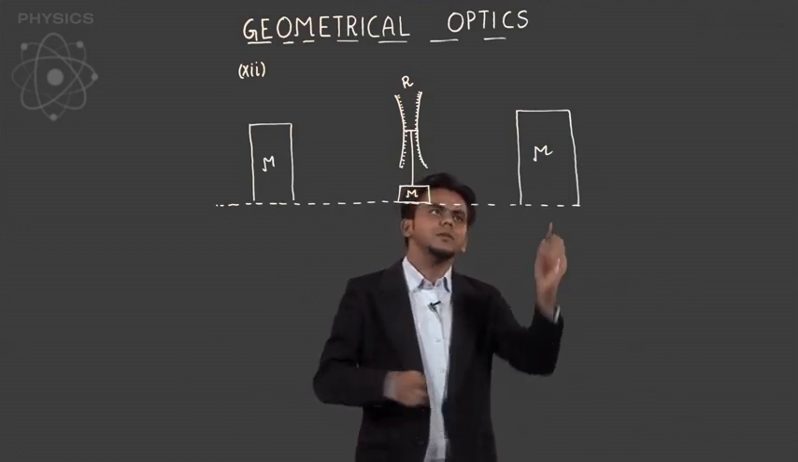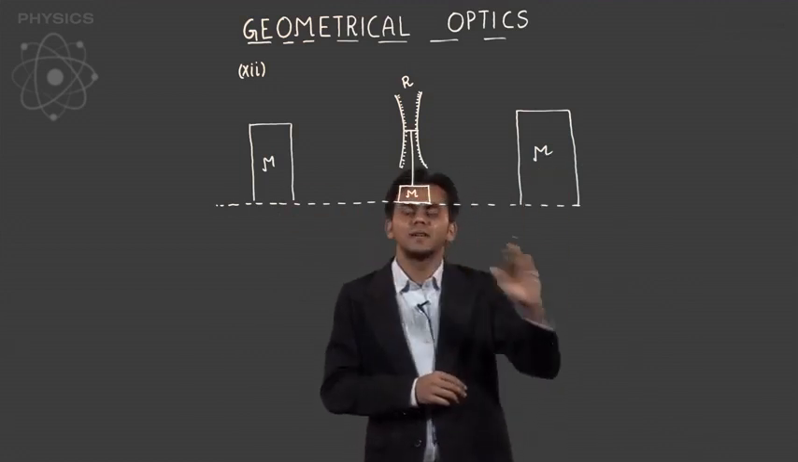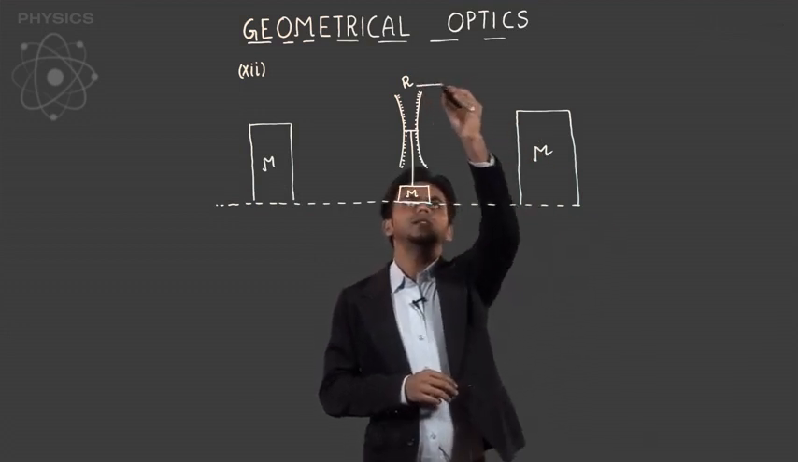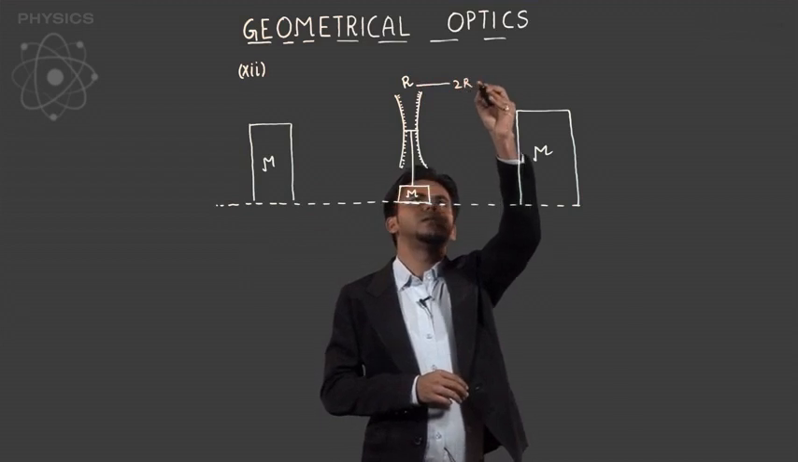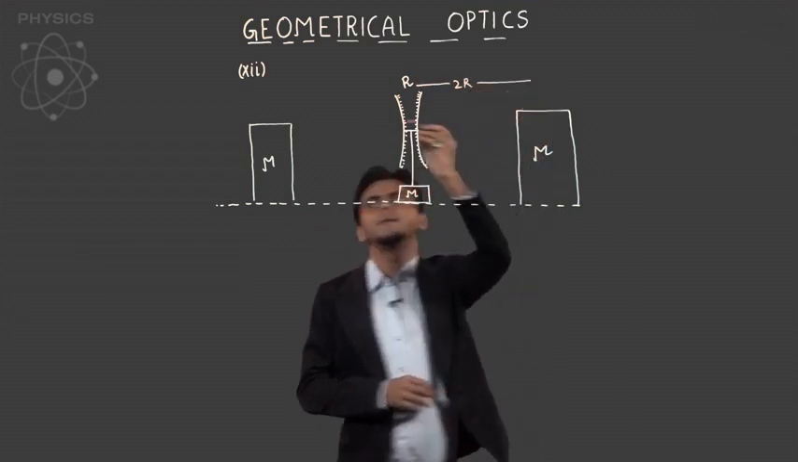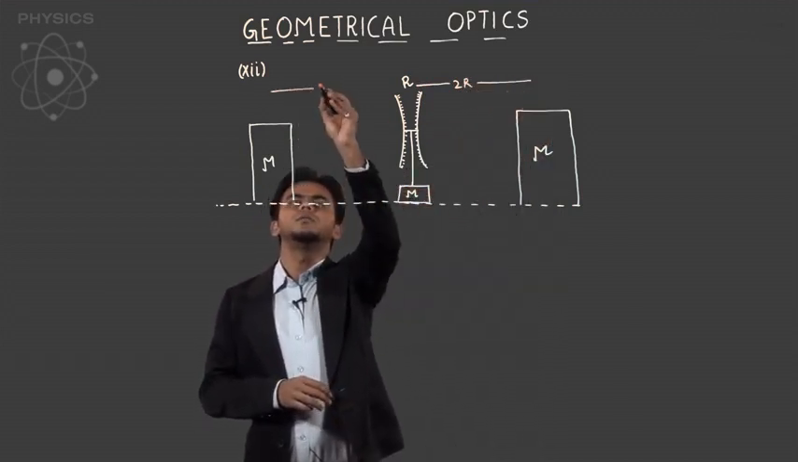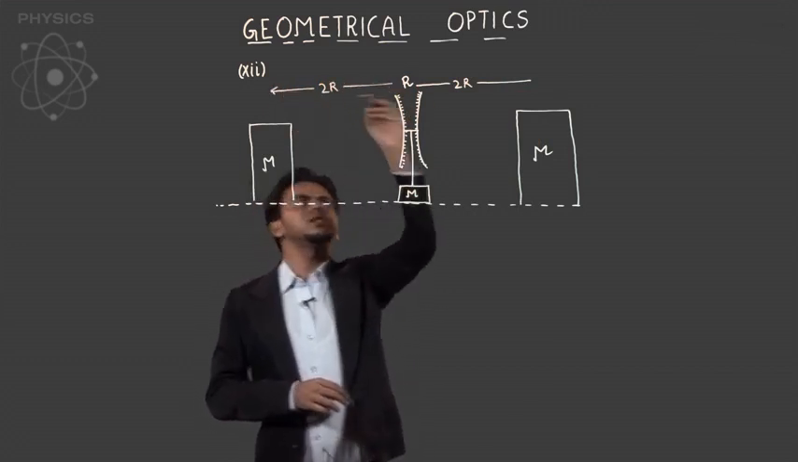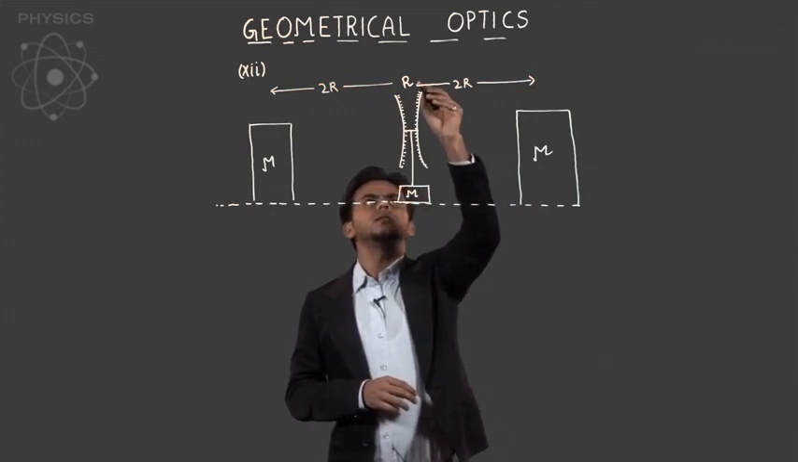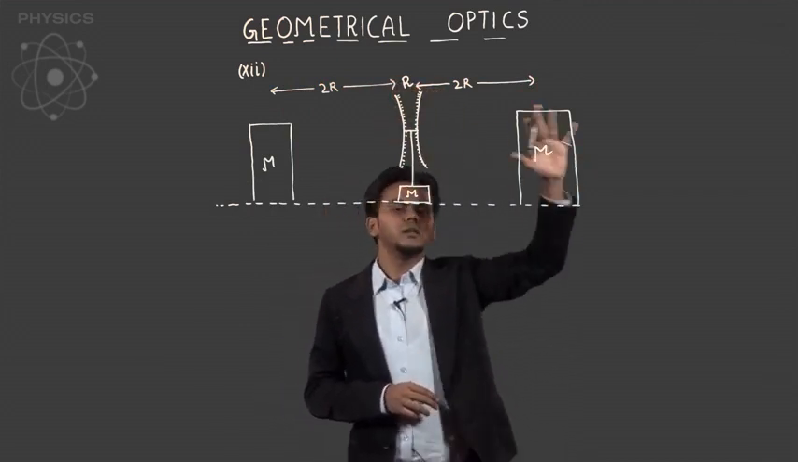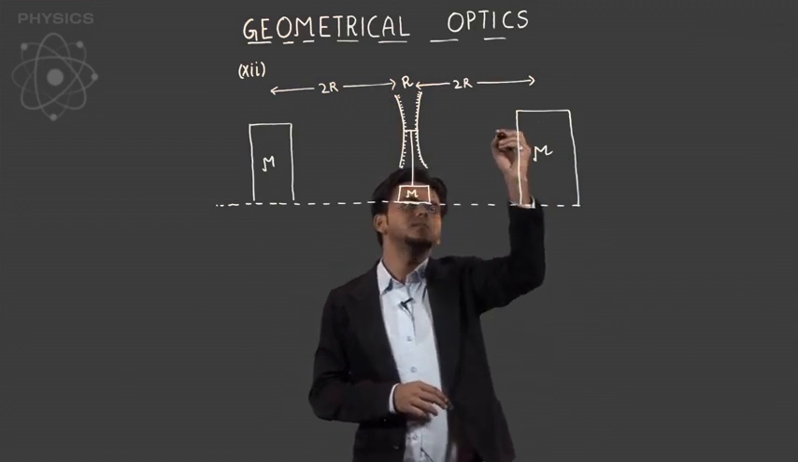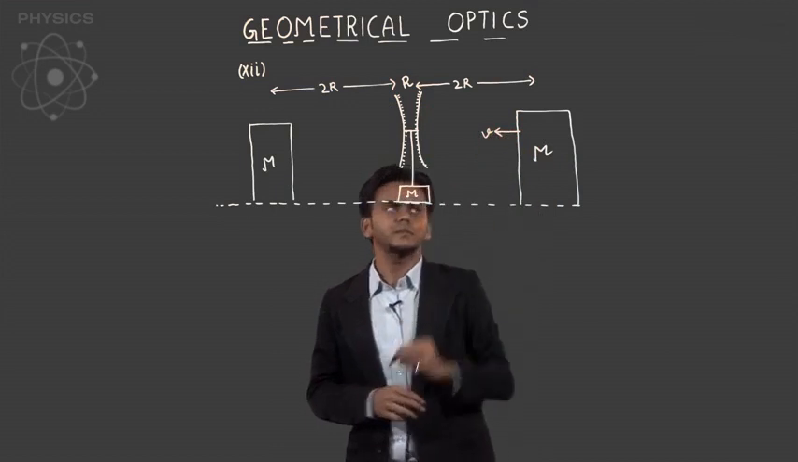And this mass, this mass, this mass all have the same mass. The surface is frictionless. The initial separation between the mirror arrangement and this mass is 2r. The same goes for this side also. This is a perfectly symmetrical scenario, but there's only a slight difference. The difference is that I have given this mass some velocity towards the left. Let that be v.